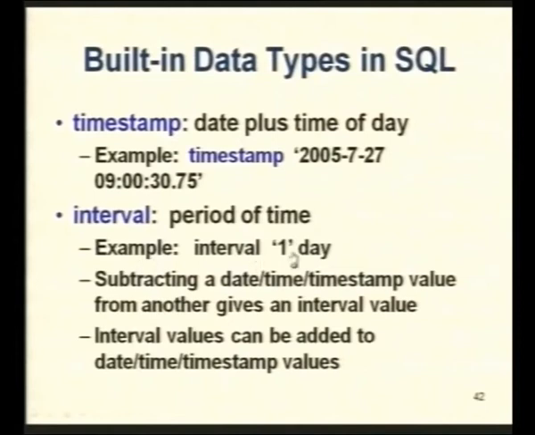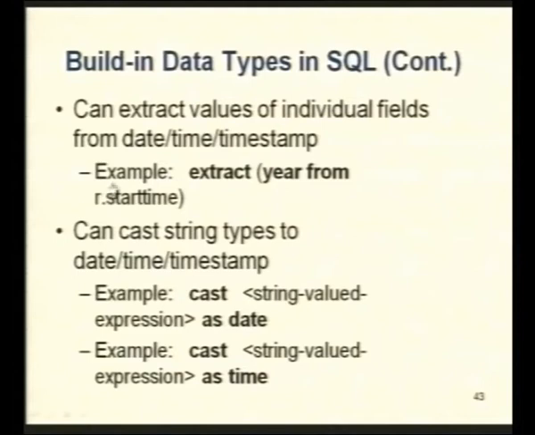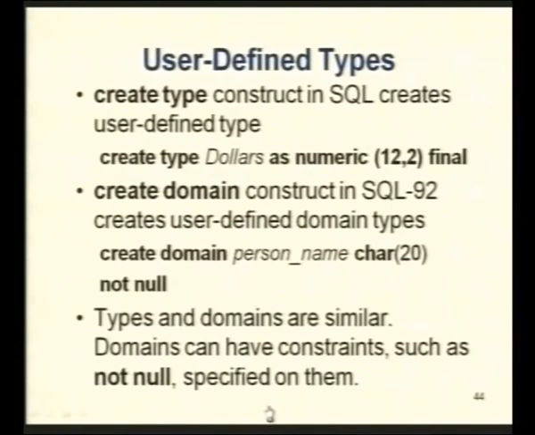For example, interval 1 day. Subtracting a date, time or timestamp value from another gives an interval value. Interval values can be added to date, time and timestamp values. You can extract values of individual fields from date, time and timestamp. For example, extract year from r dot start time, you can extract only the year component, and you can also have casting of string types to these. Cast string valued expression as date, you can do that; cast string valued expression as time, you can do that. Other user defined types that we normally use: the create type construct in SQL creates a user defined type.